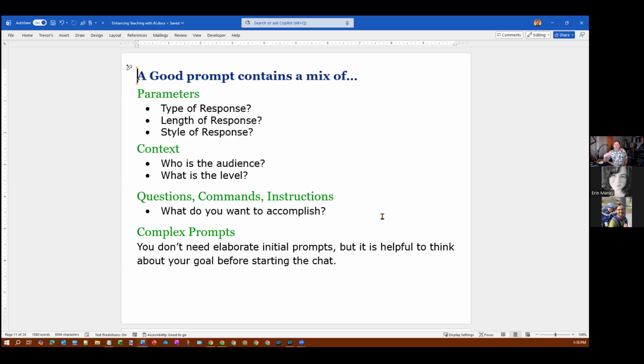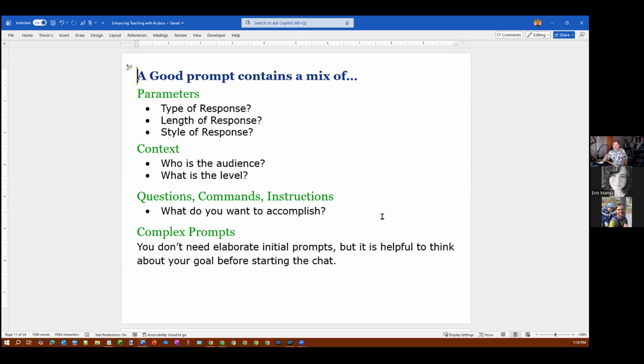Okay, so the other things you want to put in your prompts are some context. Who's the audience that you want to share this with? What level do you want? And I mentioned the potential bias problems with putting in the level. And of course, the big part of the prompt is a question, command, or instruction. What you want to get out from your session.